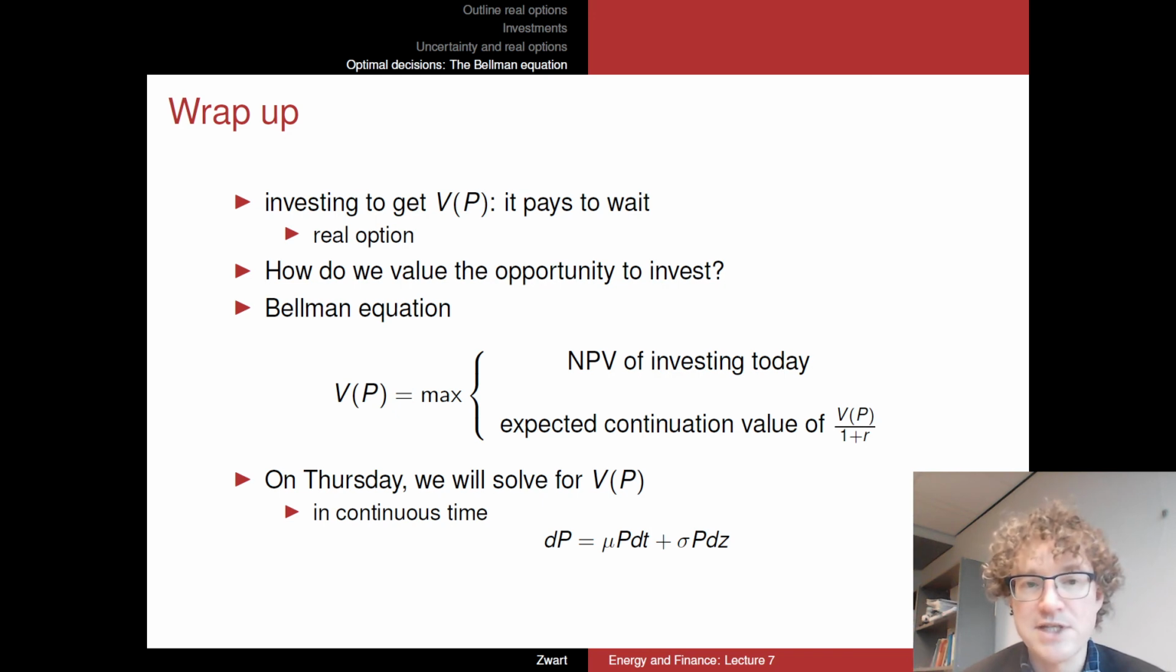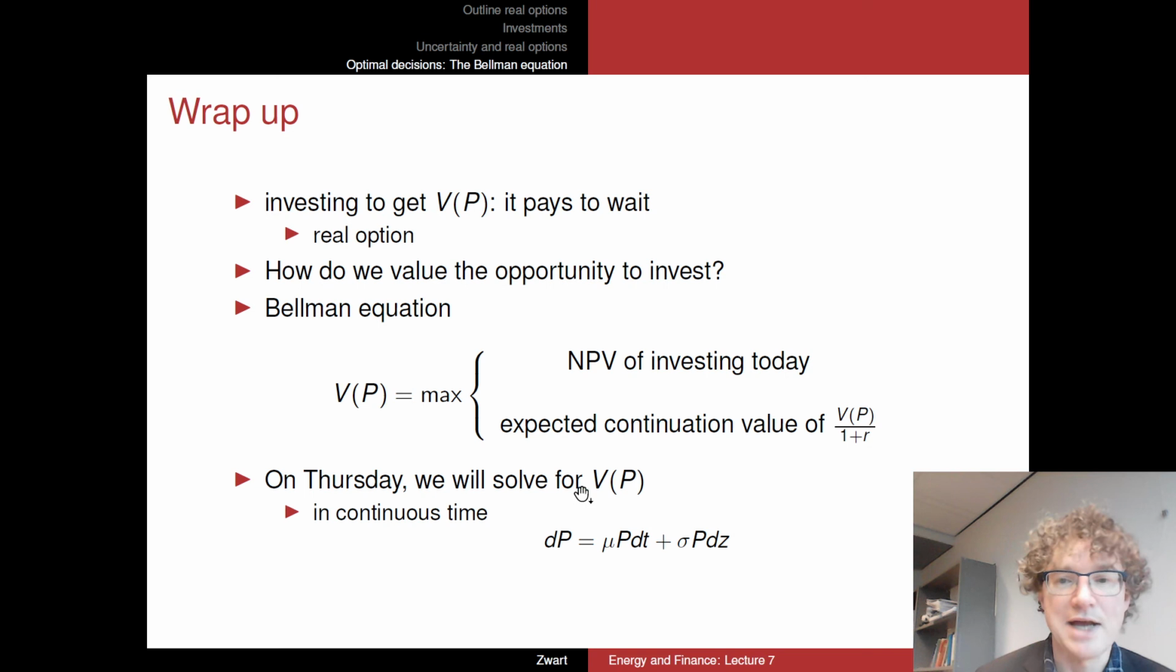And we made some first steps at looking at the Bellman equation in these discrete time circumstances, and we argued that this value function must be a function which itself equals the maximum of either doing the investment today and getting the NPV today, or not doing the investment today. And what do we get in that case? We get the expectation of the continuation value, V of P tomorrow, including again the optimal decisions that will ensue once we have reached tomorrow.